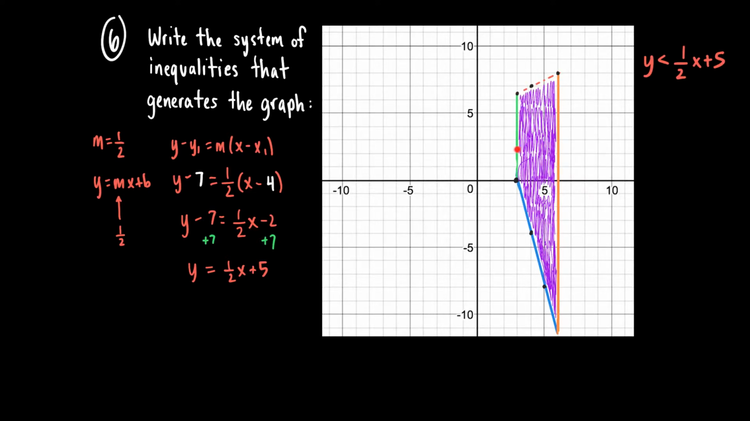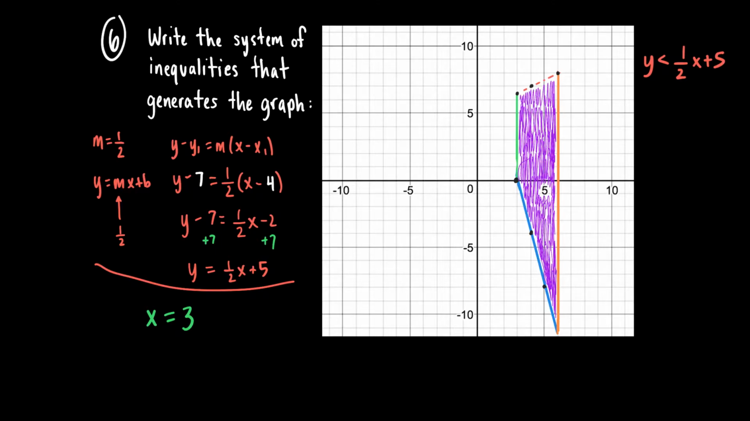Let's talk about the green one now. The green one is a vertical line. So how do we write the equation of a vertical line? Vertical lines take the form x equals some number. In this case, x happens to be 3.